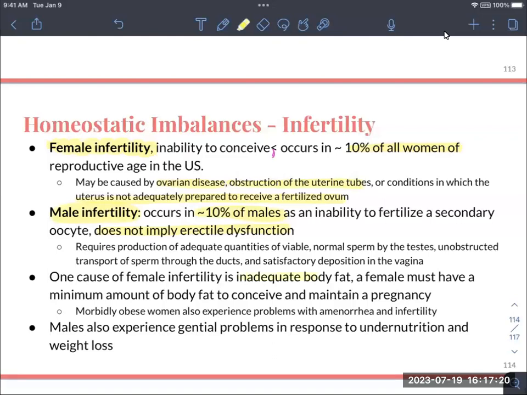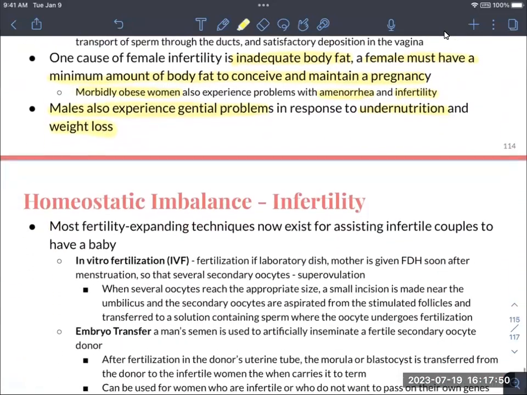In females, inadequate amounts of body fat can be a problem, because females have to have a certain amount of body fat to be able to conceive and maintain a pregnancy. On the other end, morbidly obese women can also experience problems. They can have amenorrhea and they can also have infertility. Males can experience genital problems because of undernutrition and weight loss.